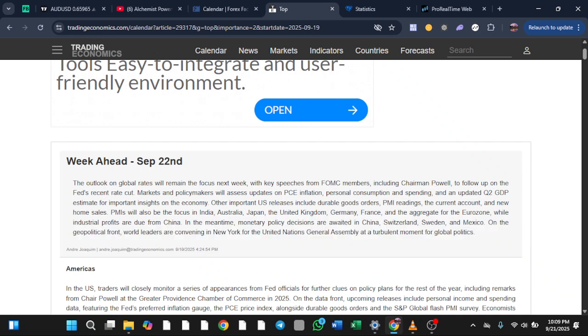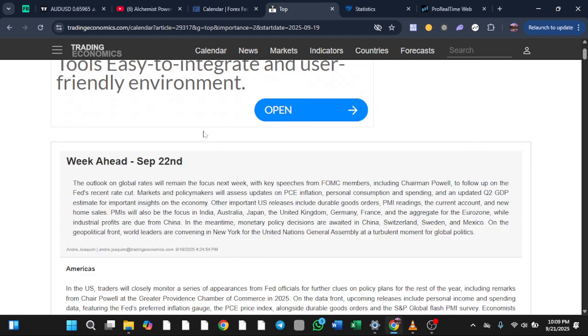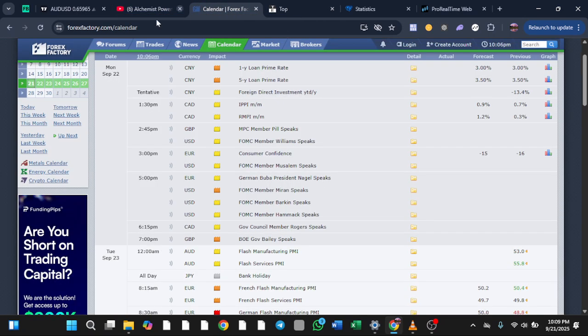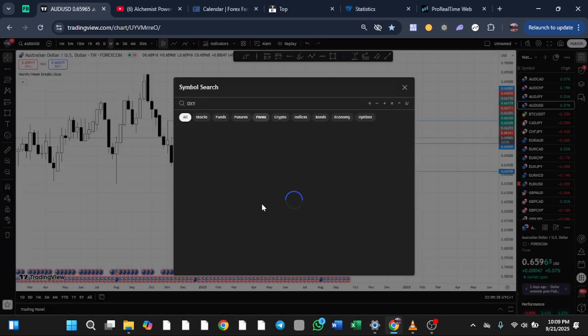And then we've got these geopolitical issues, as the UN Assembly is trying to take a look at global politics. So nothing much. First of all, it was a fantastic week. Volatility came in.